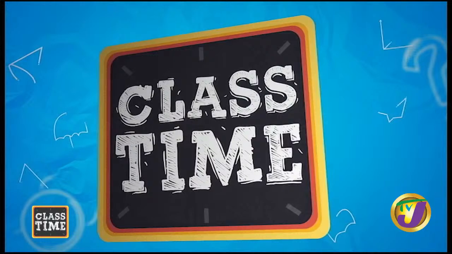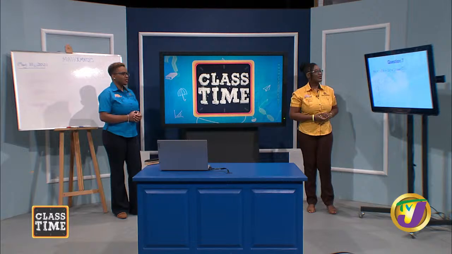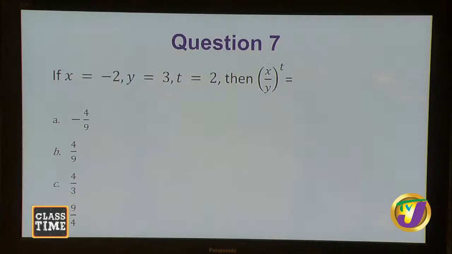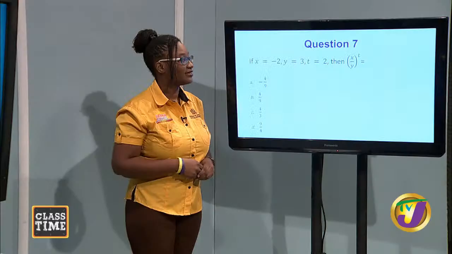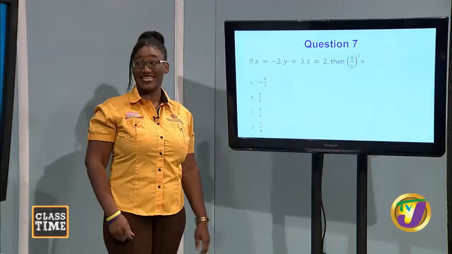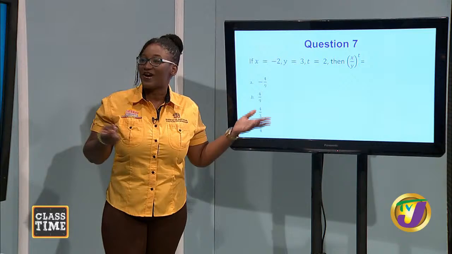Welcome back. Let's continue with the lesson. So Latoya, we left our students with this question to solve, and I hope they did. So let's talk about this. Now, this question gave us some values for the variables x, y, and t. X is equal to negative 1, y is equal to 3, and t is equal to 2. And we're asked for the value of x divided by y, all raised to the power of t. So this is a fairly simple question, so let's do our substitution.